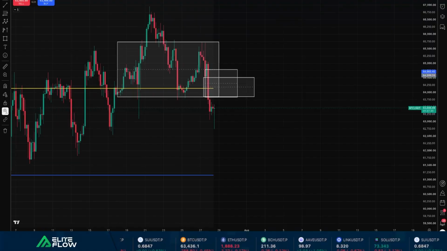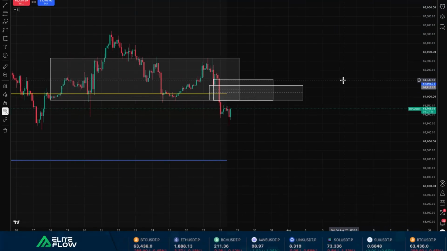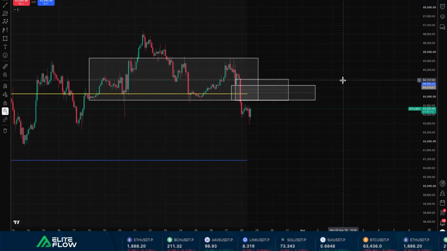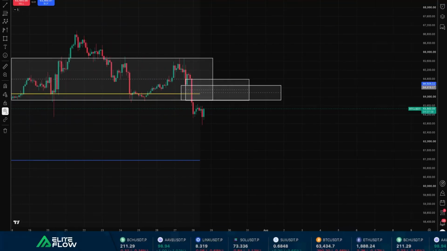So this is lining up to be one of my favorite entry points, which I speak about in nearly every single one of my videos: two different time frame fair value gaps in the same area. Now, what else can I do to this?